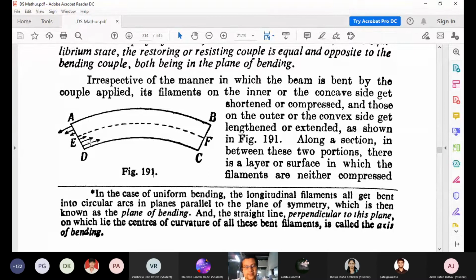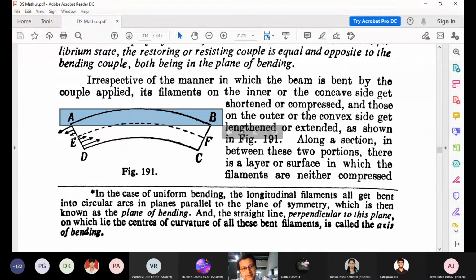So you will see that the inner portion, I am saying this is the inner portion, is shortened, while this outer portion gets elongated, extended. So when you apply such forces, a couple acts, that's a torque, and then you have this kind of bending.